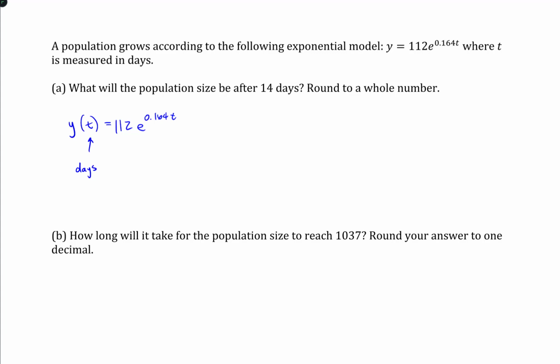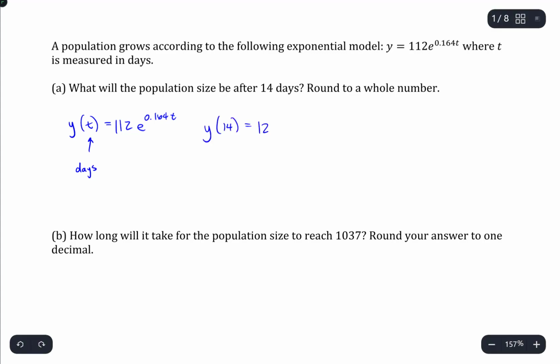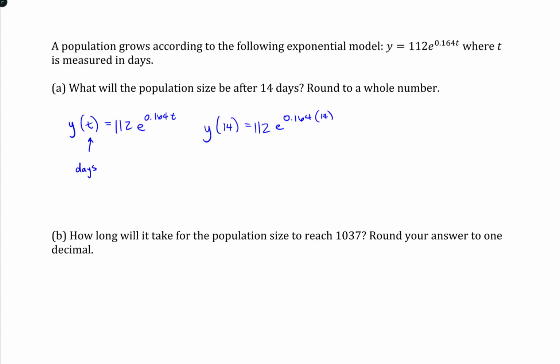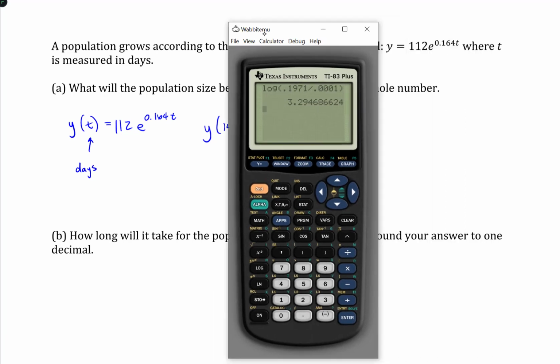So if we want to know how large the population size will be in 14 days, we can just take y of 14 and evaluate this as 112 e to the 0.164 times 14. And that's something that we can come up with in our calculator. So let's bring that up.